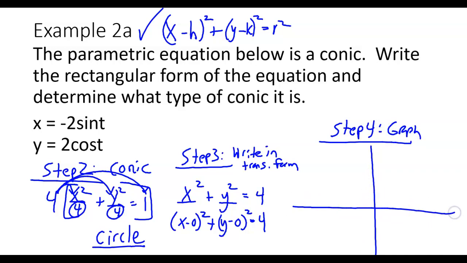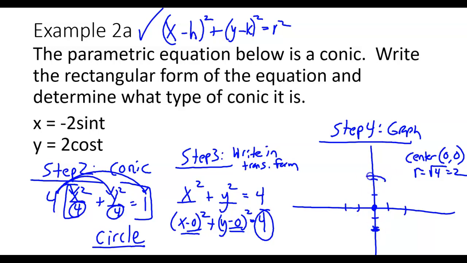So when it comes to graphing a circle, the 0 and the 0 are the center. So my center is 0, 0. It's the number you're subtracting from x and the number you're subtracting from y. The radius is the square root of whatever number's over here, which is 2. So I'm going to go out 2 to the left, 2 to the right, 2 down and 2 up, and connect your dots. And there's my graph. All right, so there's the example 2a.